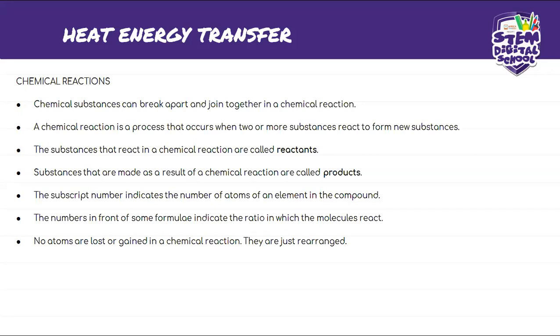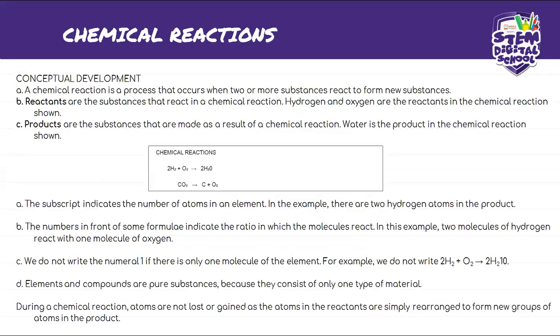They are just rearranged. So what we're talking about is that in a chemical reaction, we have reactants and we have products. Before the reaction, substances that react are called reactants, and after, substances that are formed are called products. Okay, now let's look at this conceptual development.